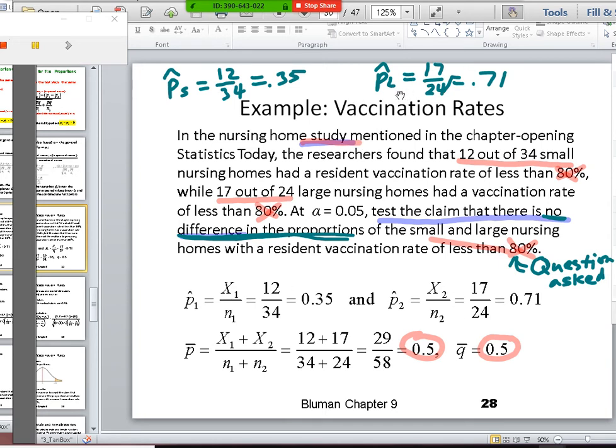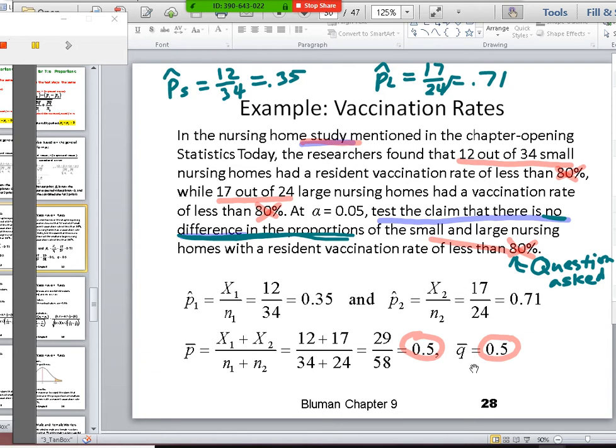And then you need to find our p-bar, our pooled one. So our pooled one is going to be 12 plus 17, our total number of yeses, out of our total number of people asked, 34 plus 24. So it's going to be 29 out of 56, which is 50%. That's our p-bar. And our q-bar is 1 minus that. So if this is 50%, that's also 50%, because 1 minus 50% is 50%.